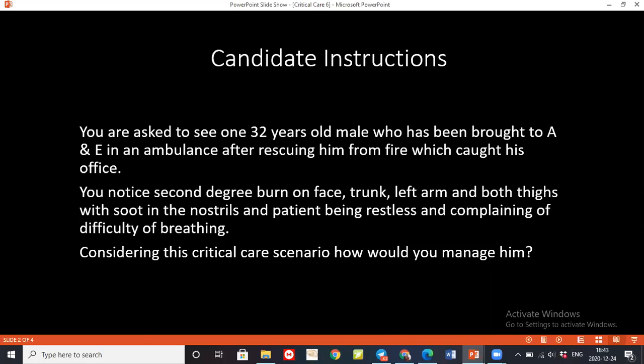Ma'am, first of all, manage the patient according to ABCD protocols. First of all, make sure that, as it has been told in the scenario, the patient has singeing of his hair of nostrils, and he's having soot in the nostril and inability to breathe and difficulty of breathing. That means there must be something wrong in the airway. So if in case the patient needs intubation, I'll do it because later on there would be edema that would be very difficult for me to do.